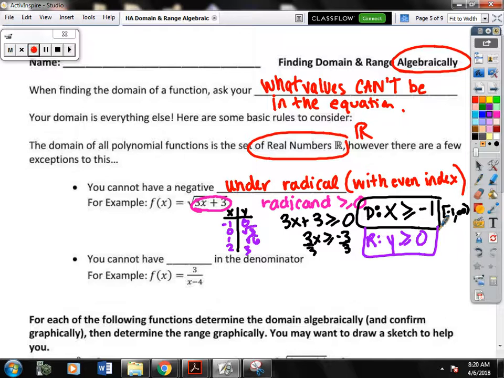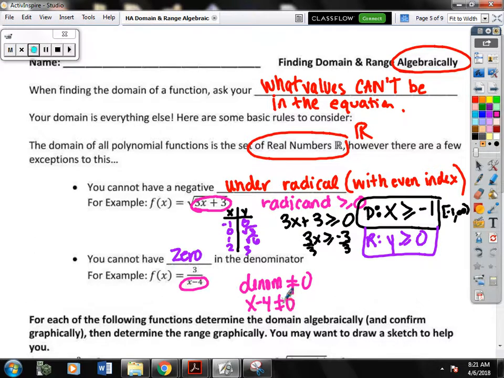So the domain is found using algebra. The range is found by thinking about a table of values and seeing how the y values would match up with those x values. Now our other stipulation is that we cannot have 0 in the denominator. And if you remember, when you divide by 0 on your calculator, it gives you that error, okay, undefined. So anytime you have a denominator, you'll say that it cannot equal 0. So x minus 4 cannot equal 0.